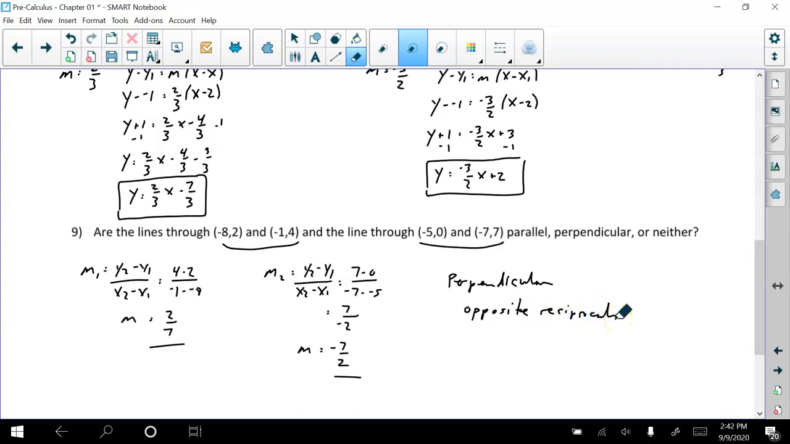The important thing to think from today's lesson, parallel lines, same slope. Perpendicular lines, the slopes are opposite reciprocals. Labeling your variables, defining your variables, and also making sure to set up in an easy way so that you have your ordered pairs from the given information. Thank you.